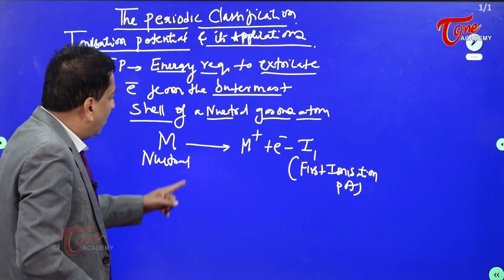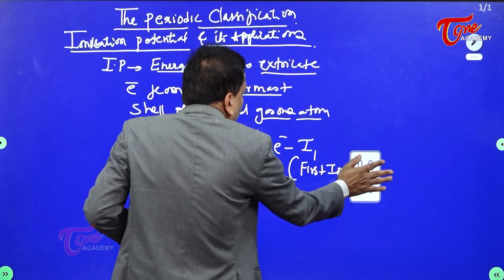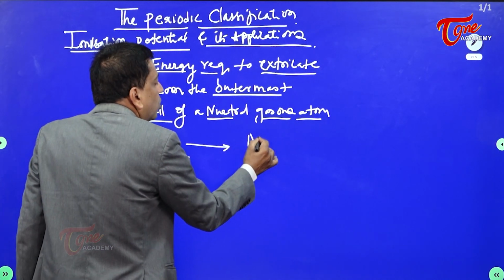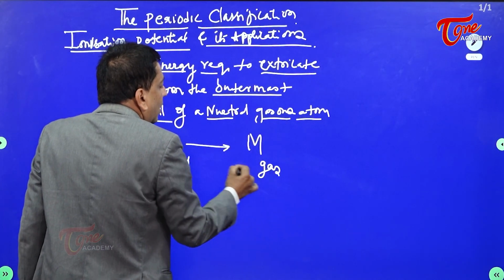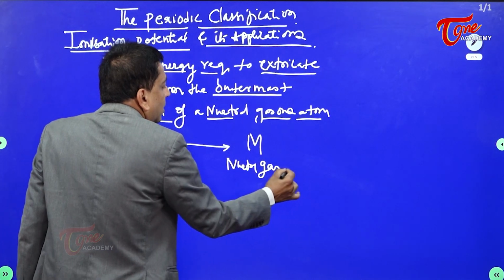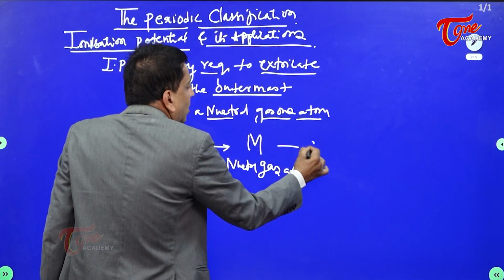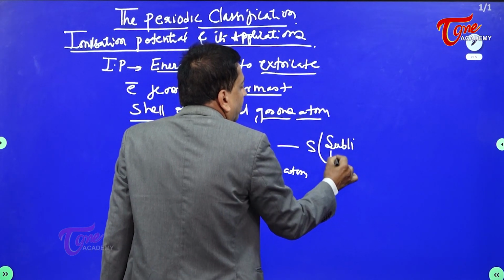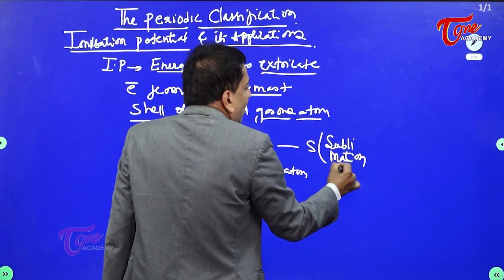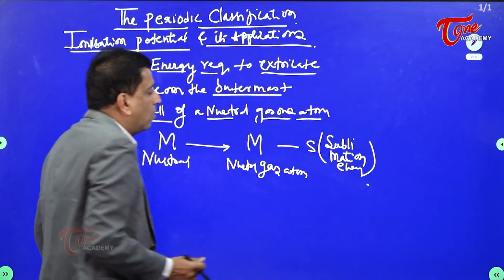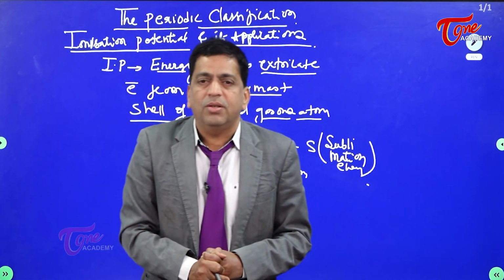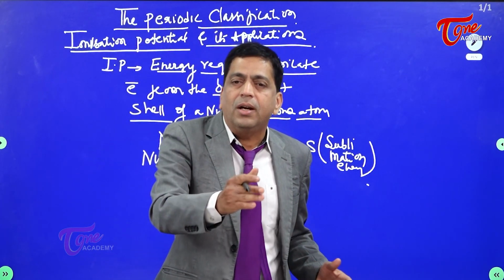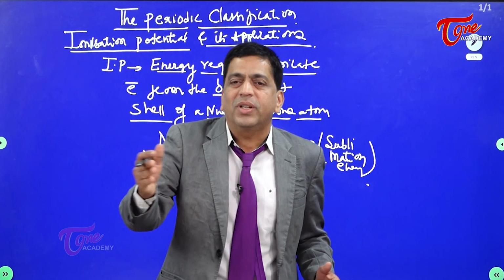Now remember, before going here, as I told you, we need to convert this into a neutral gaseous atom. So what you're supposed to do is convert this into a gas. So that's the neutral gaseous atom. And for this, you need to spend some energy, and that's called sublimation energy. Remember that. Sublimation energy is the energy required to straightaway convert the solid state atom to a gaseous state atom.